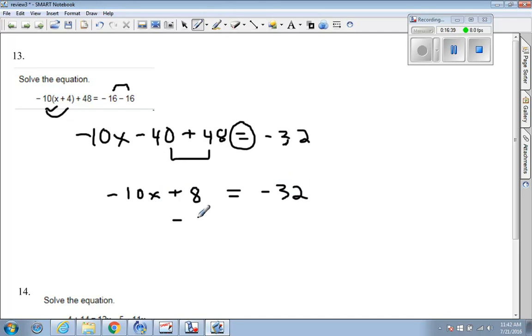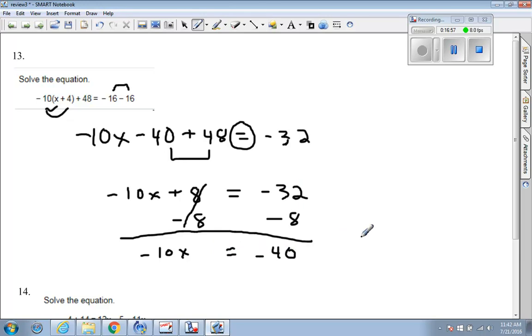Again, I'm going to use the addition property of equality and subtract off the 8 from both sides of the equation. So I have negative 10x equals, well, negative 32 minus 8, that's going to make negative 40. And then you can do the mental math from there and see that x equals 4.